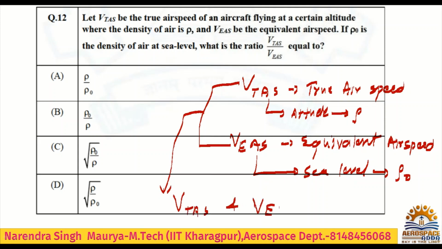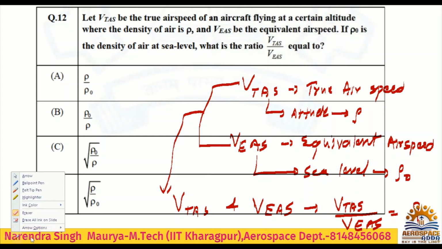Hope you all understood the question. They are asking for the ratio of true airspeed to equivalent airspeed in terms of density. These values are given. Which one is the correct answer? We don't know, we have to calculate that. So first of all, we'll develop the relation between true airspeed and equivalent airspeed.